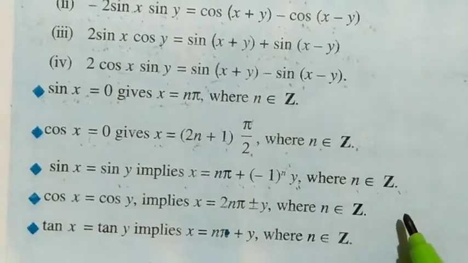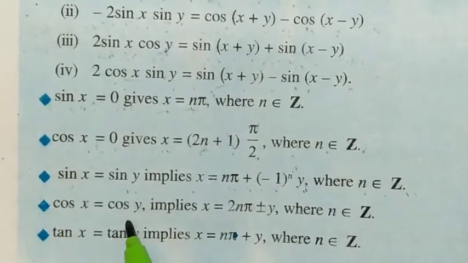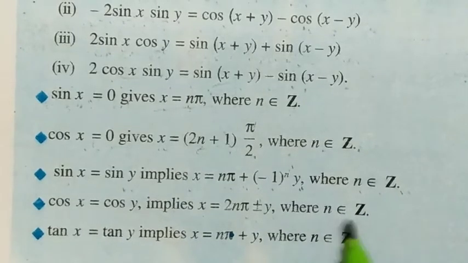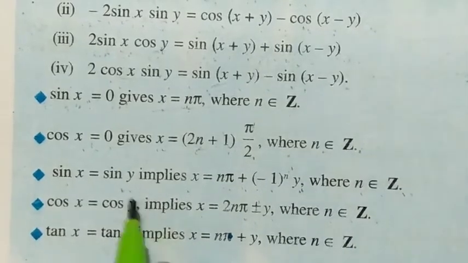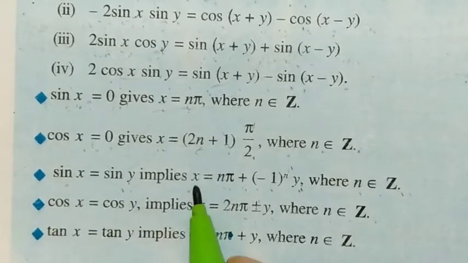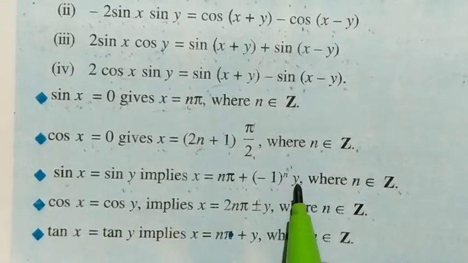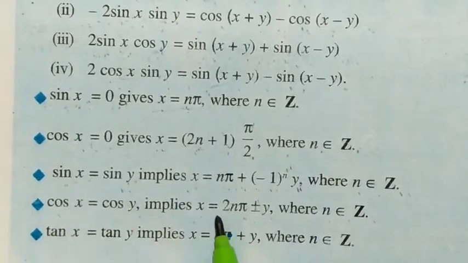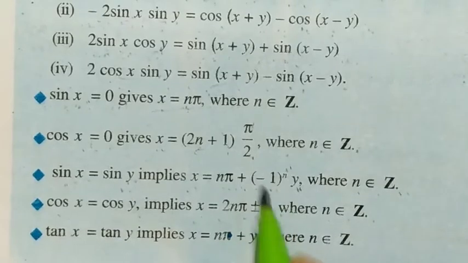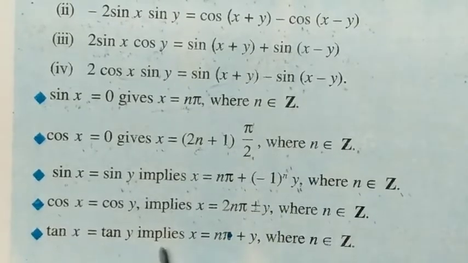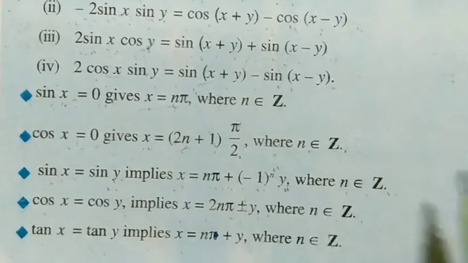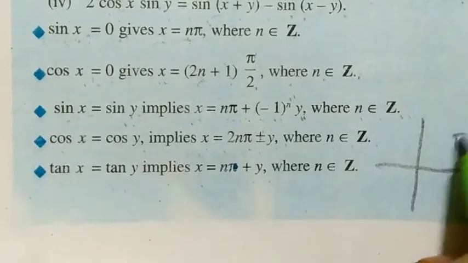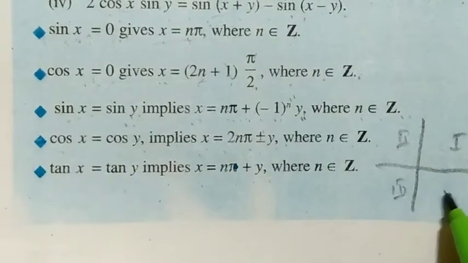Now to clear your concept: cos x equals cos y means x equals 2n pi plus minus y, where n is an integer. You have to remember: sin x equals sin y, so x equals n pi plus minus 1 power n into y. X and y both are angles here. Cos x equals cos y, so x equals 2n pi plus minus y. I will explain why it comes. Tan x equals tan y implies x equals n pi plus y. Now just understand this solution. The concept: this is the first quadrant, second, third and fourth quadrant.